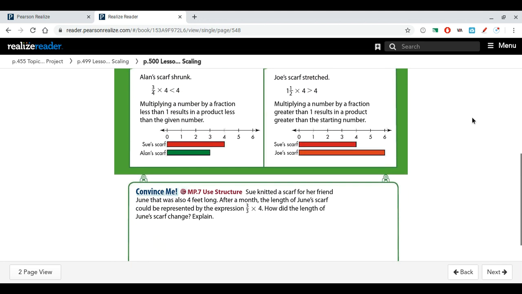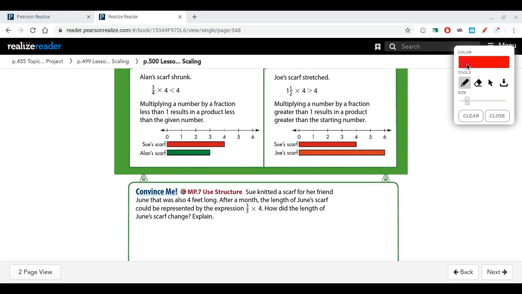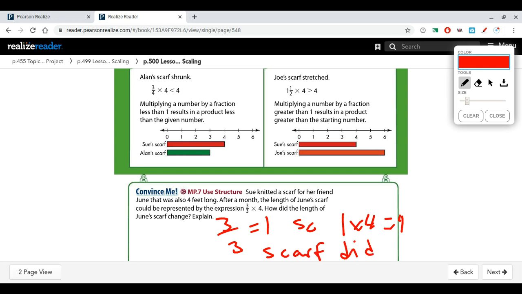So Sue had knitted a scarf for her friend June that was also 4 feet long. After a month, the length of June's scarf could be represented by the expression 3/3 times 4. How did the length of June's scarf change? It didn't change, right? Because we know that 3/3 is equal to 1. So 1 times 4 is equal to 4. The scarf did not change. It stayed the same length.